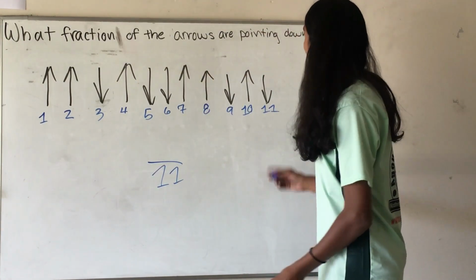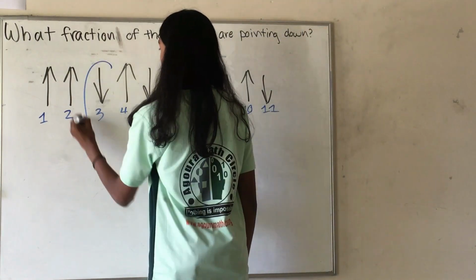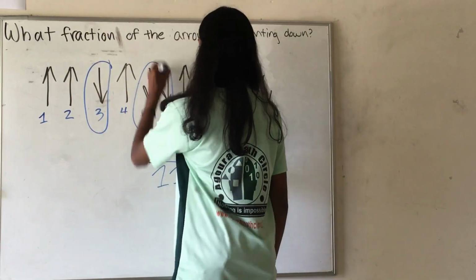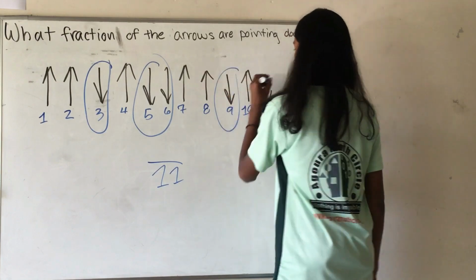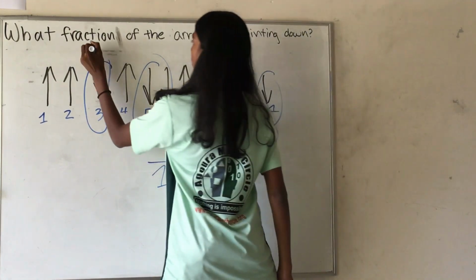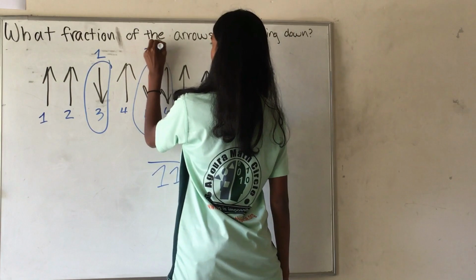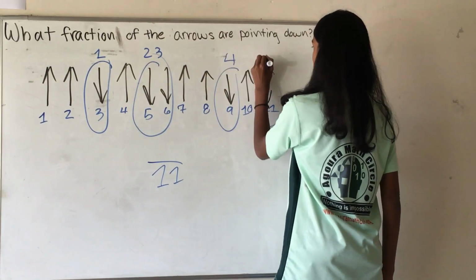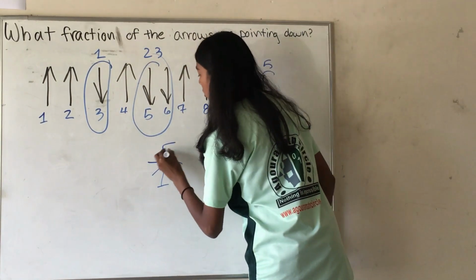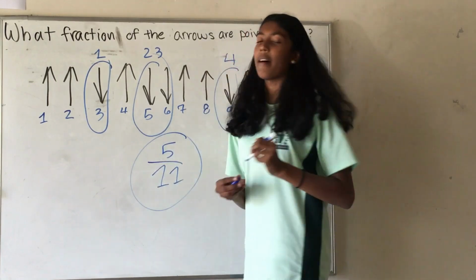Now let's figure out how many are pointing down. We have 1 here, we have another 2 here, we have 1 here, and 1 here. Counting this, we have 1, 2, 3, 4, and 5. Meaning our answer is 5/11.